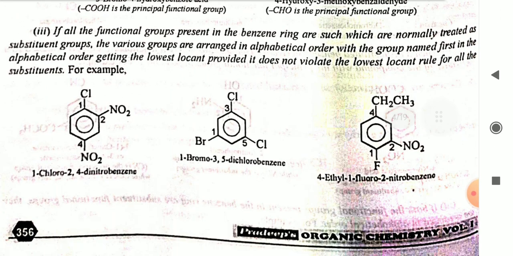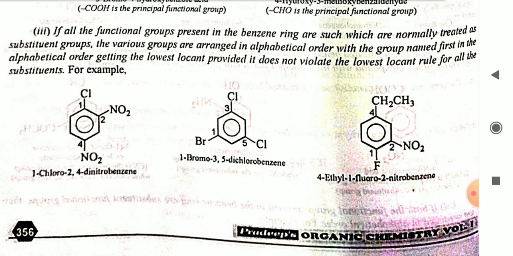If all the functional groups present in the benzene ring are such which are normally treated as substituent groups, the various groups are arranged in alphabetic order with the group first in alphabetic order getting the lowest locant, provided it does not violate the lowest locant rule for all substituents. For example, benzene with 1 chlorine and 2,4 dinitro is called 1-chloro-2,4-dinitrobenzene.